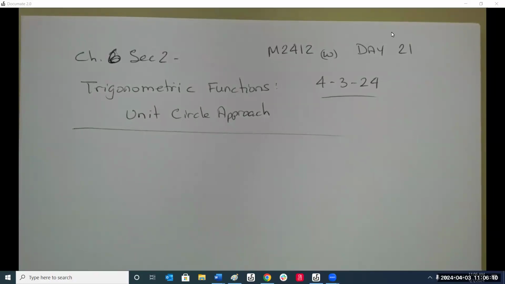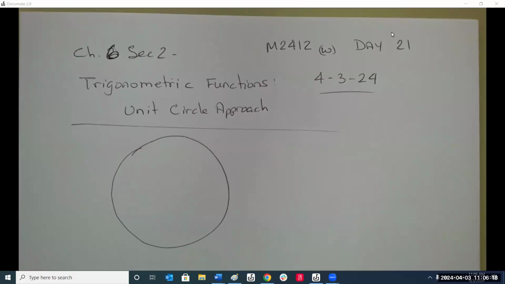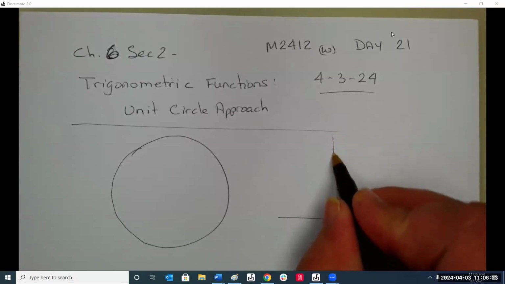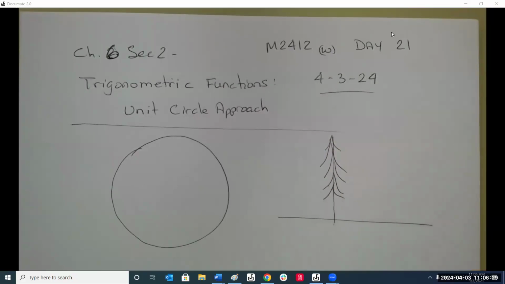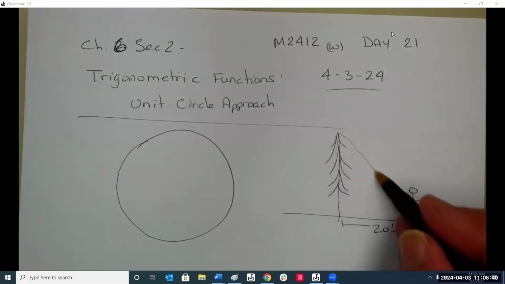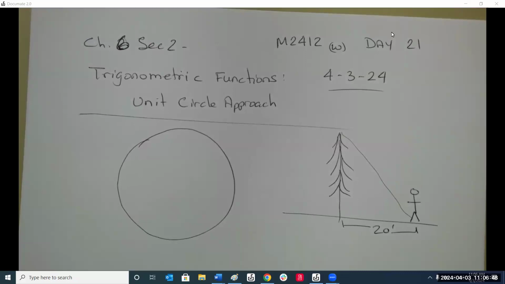Trigonometry deals with figuring out, we have a circle, or actually, it doesn't have to be a circle. It could be anything. There's a big old tree, and you're standing, let's say, 20 feet away from it, at the tip of its shadow. Trigonometry deals with angles to measure distances.